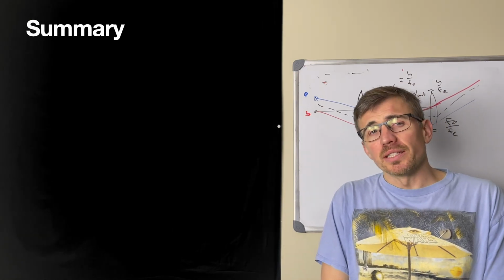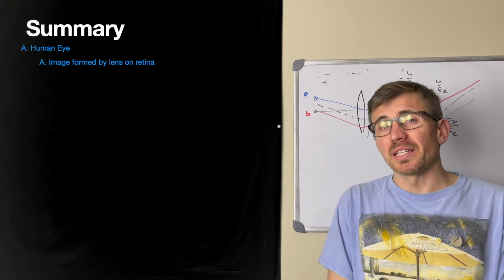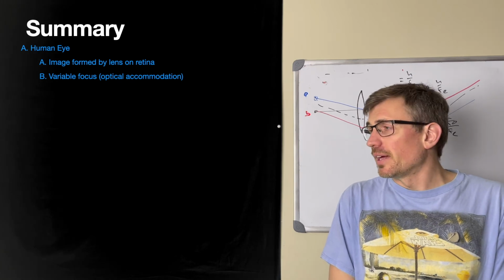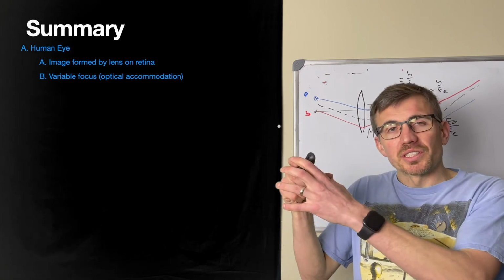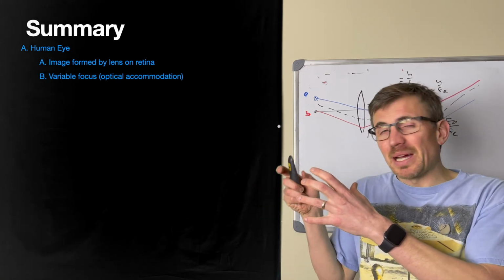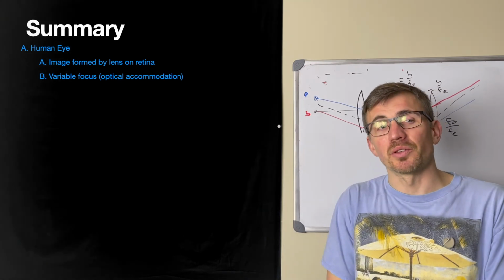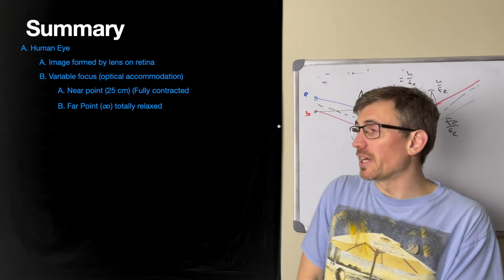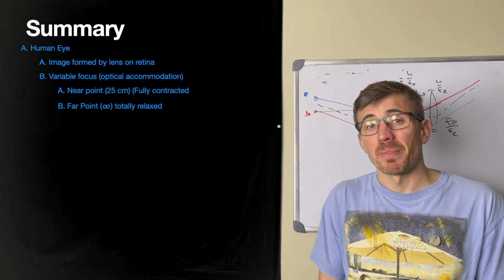So just to summarize, we started with the human eye. We had this variable focus optical instrument, where accommodation allowed for that, and we still had image formation by our lens. The closest you can get something, when your ciliary muscles are maximally contracted and you have the tightest possible focus, is called the near point. When they're fully relaxed, we have the far point, which should be at infinity. By convention, the near point is at 25 centimeters. How do we improve on that?